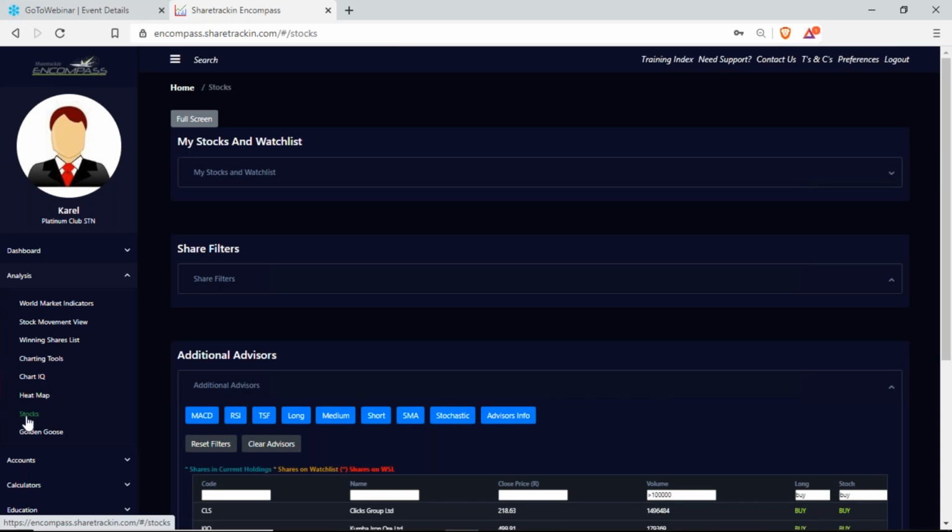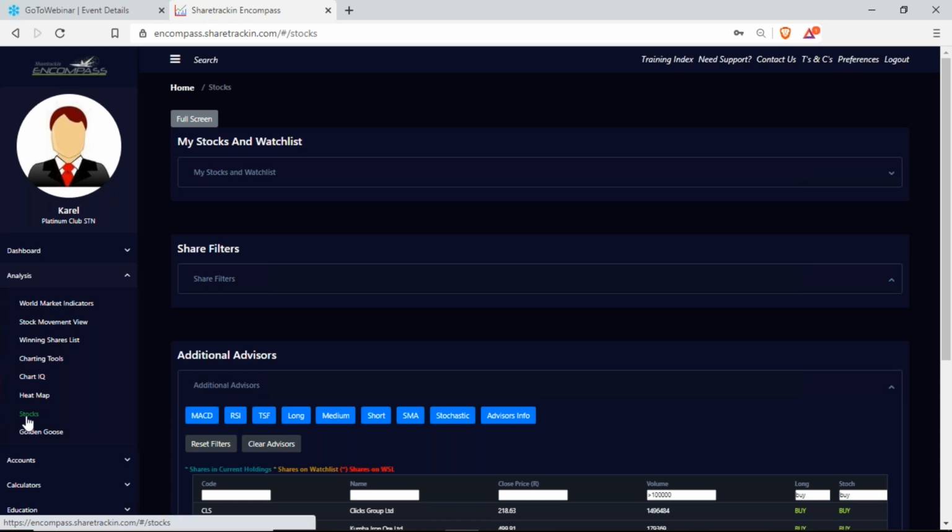Just a side note on the additional advisor. It is a pretty good advisor to use. But the question I do get a lot is, can you save your values that you inserted? The answer is no. Unfortunately, you must insert these values each and every time you go onto the additional advisor.